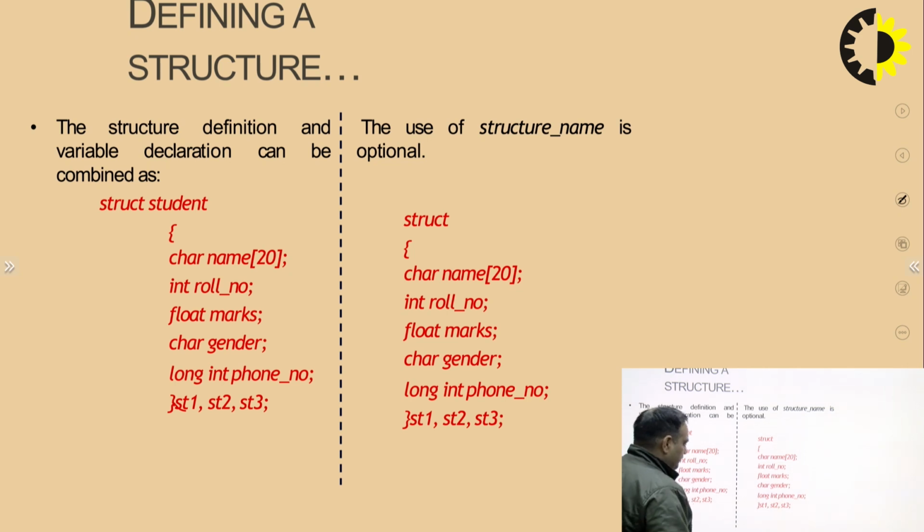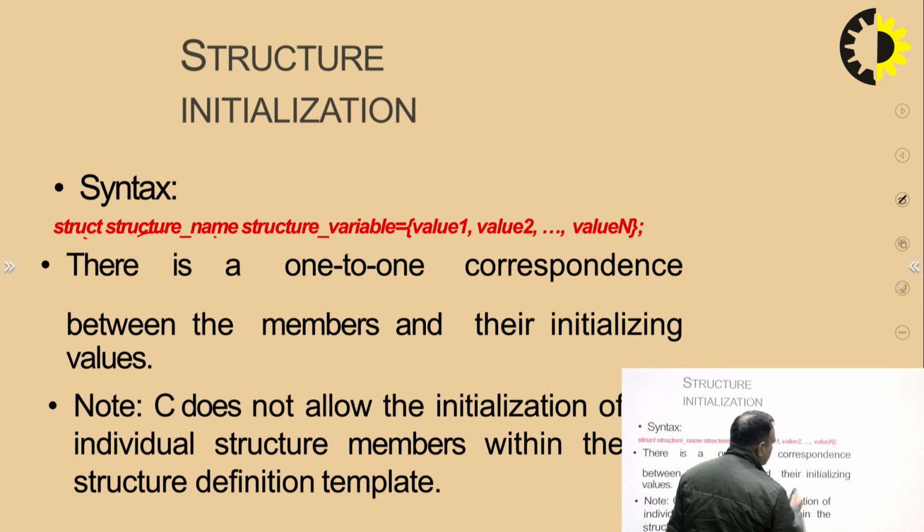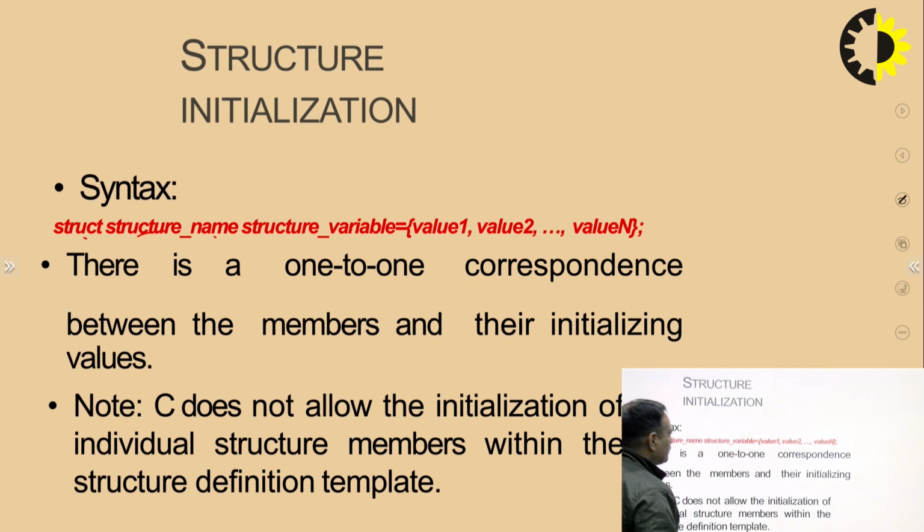It will depend upon how you initialize the structure variables. This is known as structure initialization. Struct name means, for example, struct student. Structure variables st1, st2, st3, st4 is equal to open curly brace, value 1, value 2, up to value n, closing curly brace, semicolon.